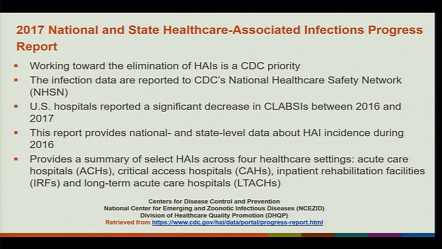This is just a plug for the healthcare-associated infections progress report. Since this presentation was posted to the website, the 2017 HAI report has been published. I would like to highlight a few important points related to the report and specifically CLABSIs. As you know, CDC is working towards the elimination of HAIs. The infection data included in this report are those data reported to NHSN. U.S. hospitals reported a significant decrease in CLABSIs between 2016 and 2017. And the HAI progress report provides summary of select HAIs across four healthcare settings. These settings are your acute care, your critical access, inpatient rehabilitation facilities, and long-term acute care hospitals.